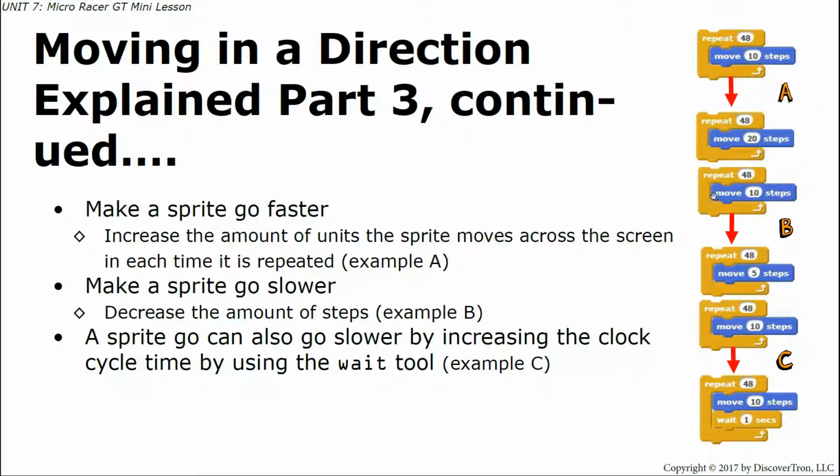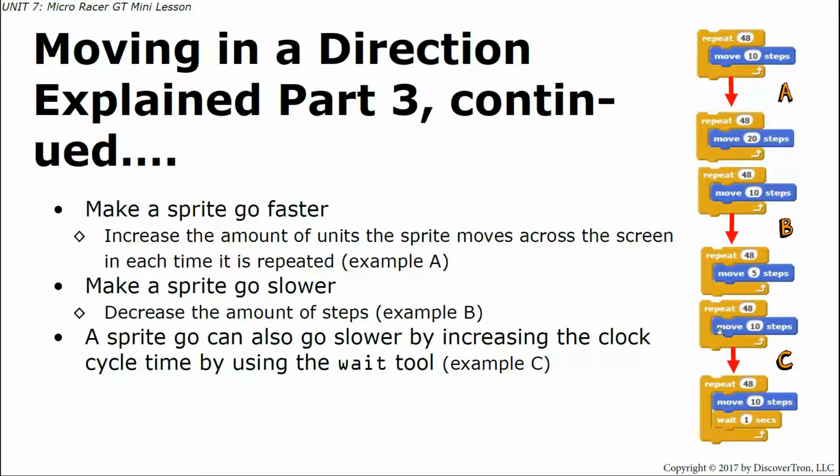Another way, if you look at B, we can slow it down. We slow it down by decreasing the number of steps that the sprite moves with each loop. We're still repeating 48 times between these two, but this one now is taking 5 steps per loop as opposed to this one, which was taking 10 steps per loop.